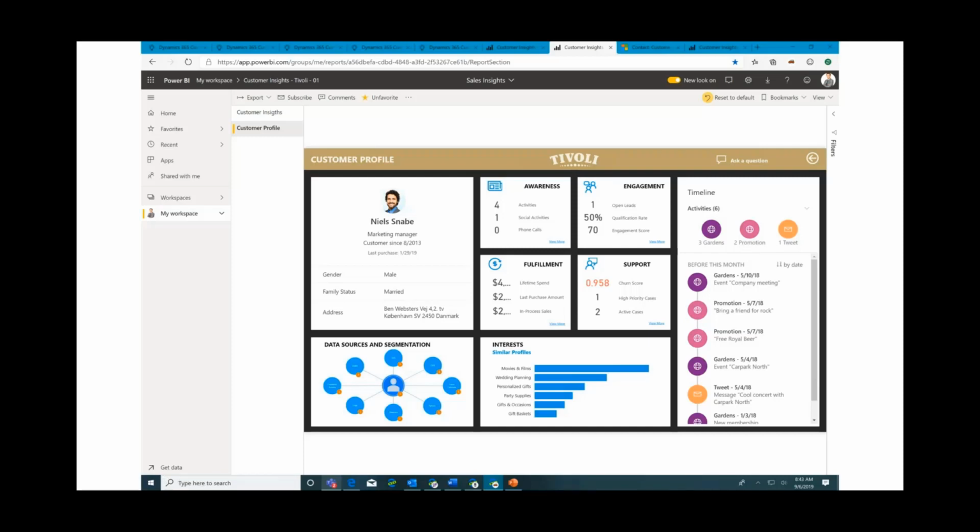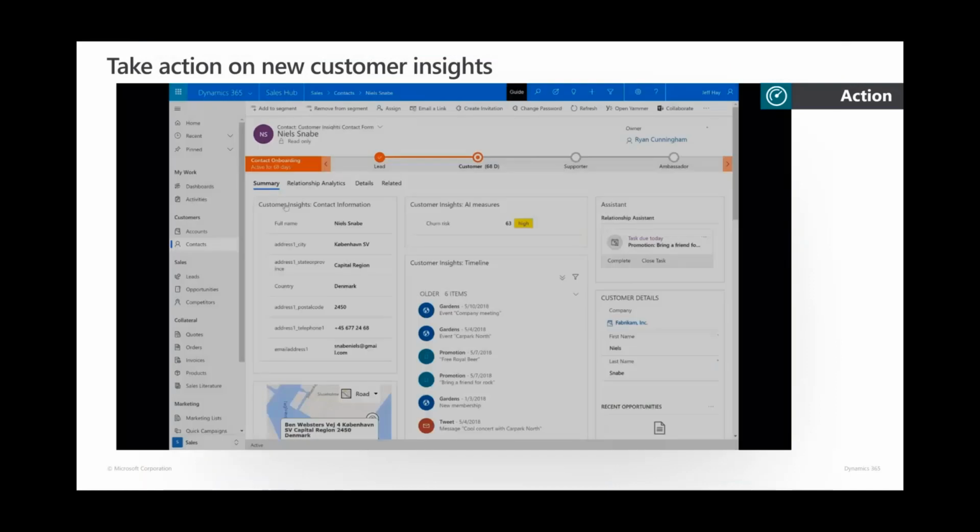So the marketing department decides to offer Niels a promotion. And we see that here, he was pretty happy with one of the concerts that happened. And he actually tweeted about it. So they decided to give Niels a concert and some free beer tickets for him and a friend. They did that, right? I'm showing an example of CRM here today.